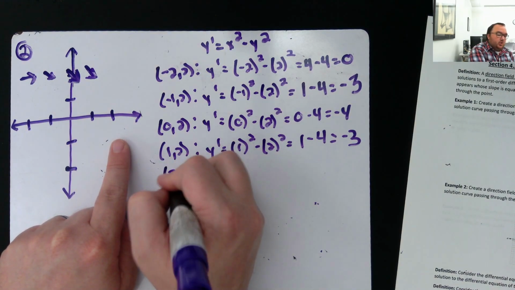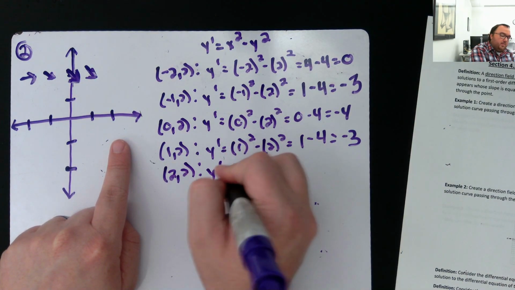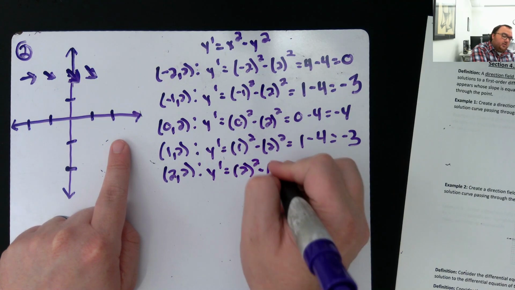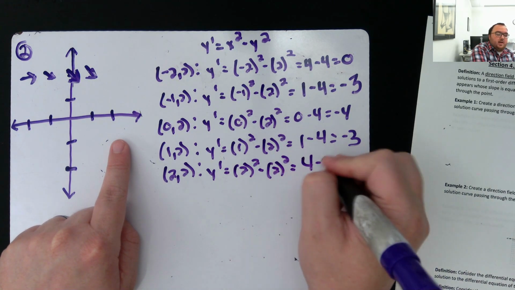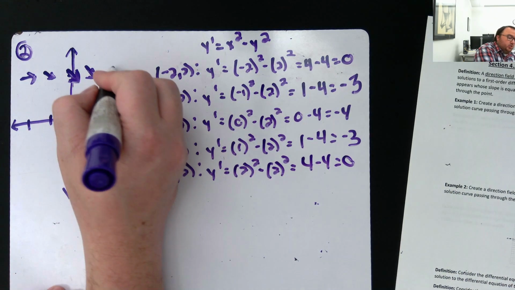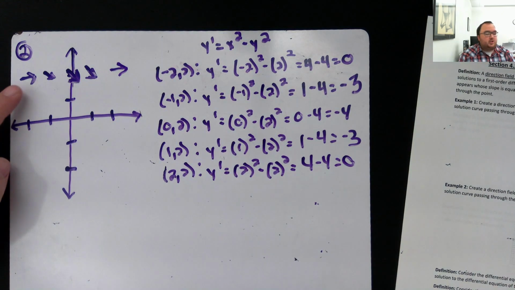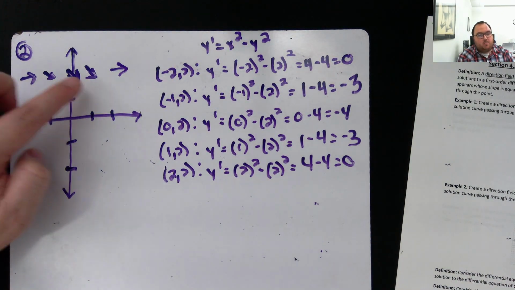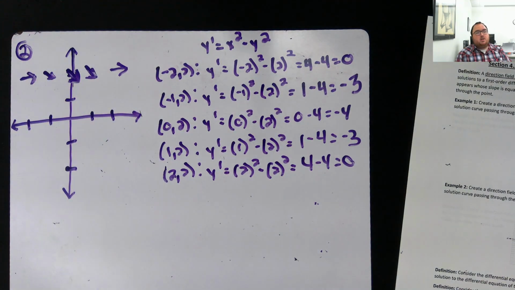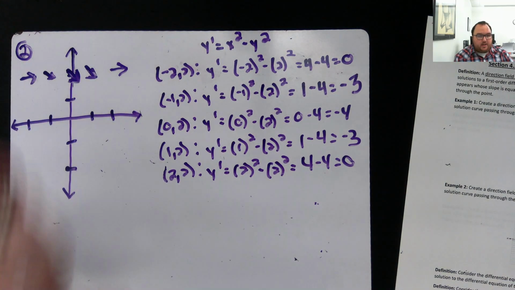This point is 2, 2. Y prime equals 2 squared minus 2 squared. 4 minus 4, so 0. This is also a straight line. So this should be straight, then pointing down, pointing down, pointing down, and then straight. Do that for every point inside of here.